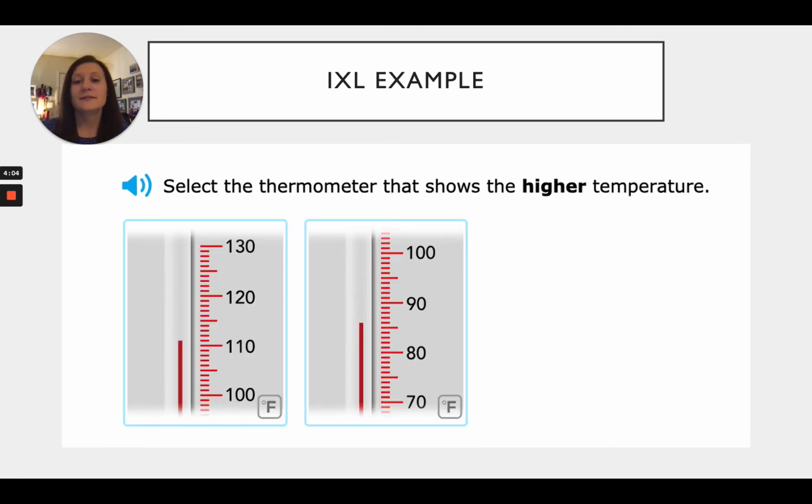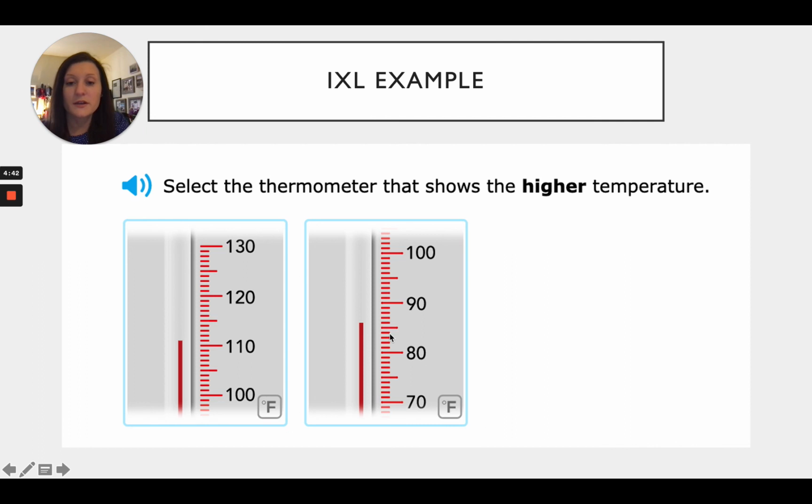All right, and last example that you will see on IXL. This one says select the thermometer that shows the higher temperature. Now again, this one is going up by 1 degree at a time. In this picture, we see that it's slightly past 110. If we go up to the next one, we see that it lines up with that next line. So one more than 110 is 111. And this time it's degrees Fahrenheit. So this thermometer is showing 111 degrees Fahrenheit.